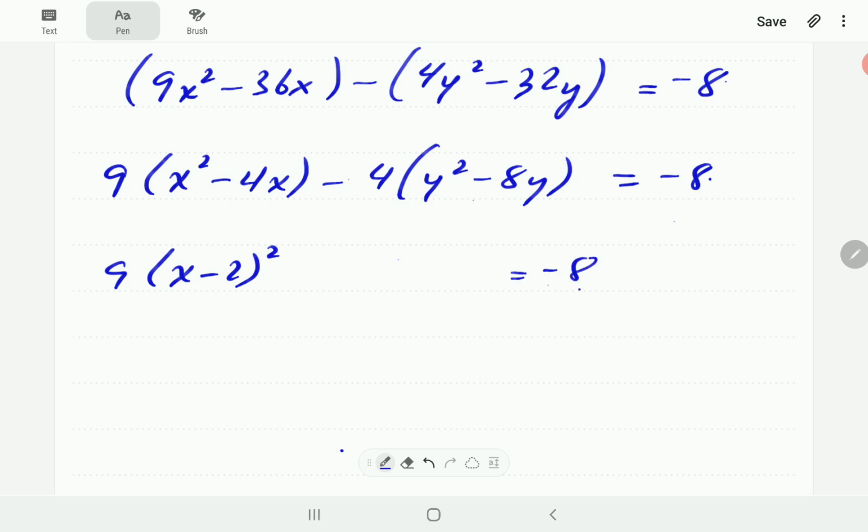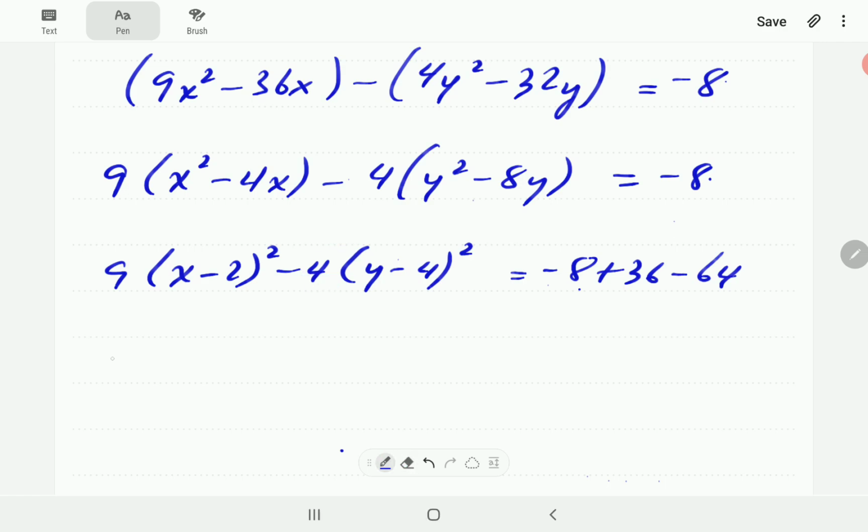So ordinarily we're going to add 4 this side, but it should be 4 times 9. So it's going to be 36. And then here it's going to be y minus 4 all squared. This time we are not going to add, we're going to subtract. We're going to subtract 16. We have to subtract 16 times 4 because of this 4 here.